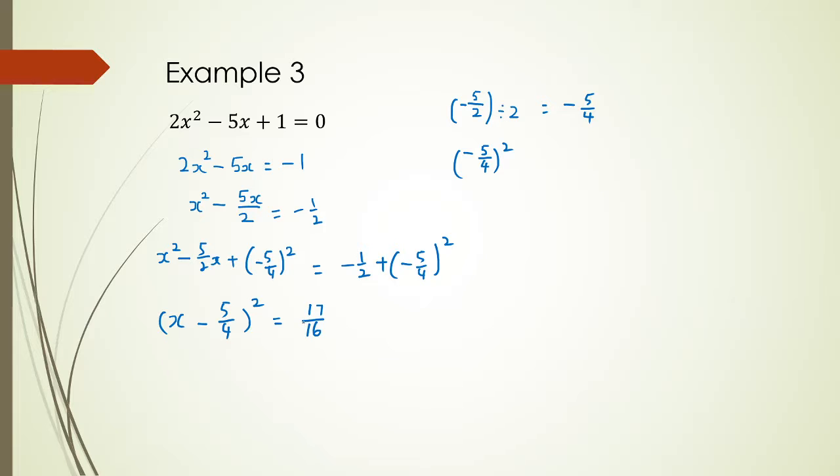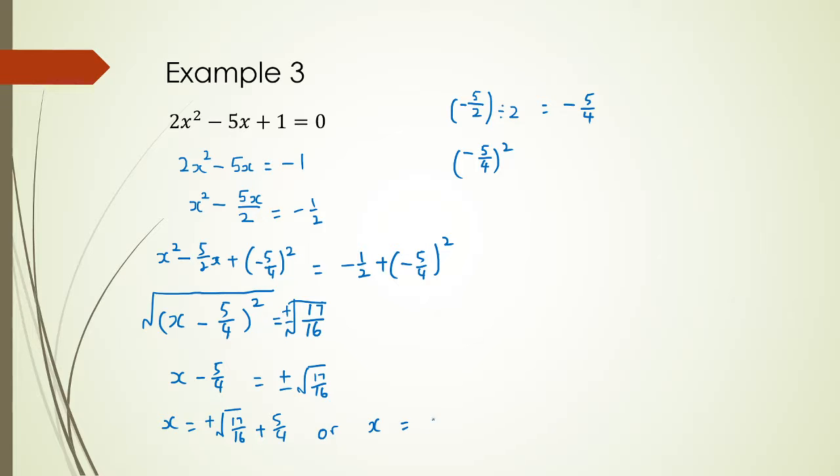Okay, now when we have this, we can solve for x already by square rooting both sides. So when we square root this side and square root this side, and here we'll have plus minus, and this will become x minus 5 over 4, and here will be plus minus square root 17 over 16. Okay, now then x will be actually positive square root 17 over 16 plus 5 over 4, or x is equal to minus square root 17 over 16 plus 5 over 4. Then x, this side and this side we need to work out.